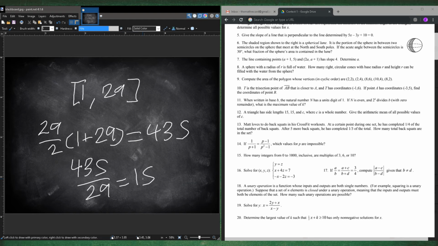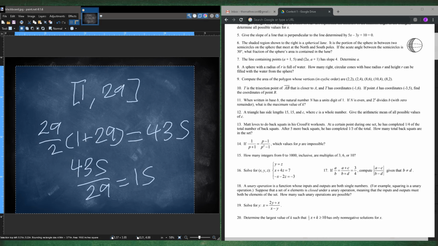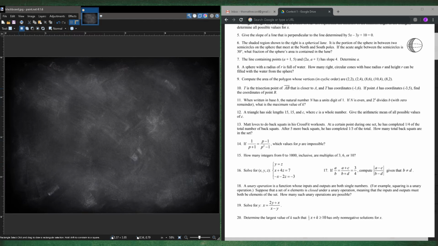So the answer is 15. A faster way to do this, instead of doing all this math, is that you see 1 and 29. The arithmetic mean is just the first number plus the last number divided by 2. So technically it's just 1 plus 29, which is 30, divided by 2 is 15. Because look at this, it's 29 divided by 2 times 1 plus 29, and that gets 435. To divide by 29, you put 29 here, which cancels out this 29. So it's just 1 plus 29 divided by 2. Mathematically, it makes sense: it's just the last term plus the first term, and then divide by 2.